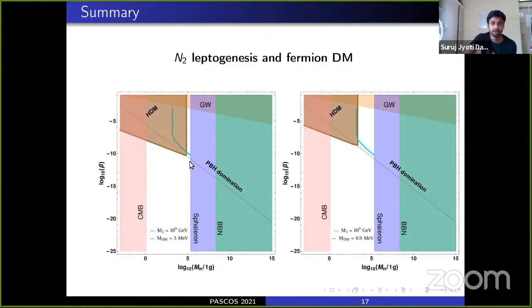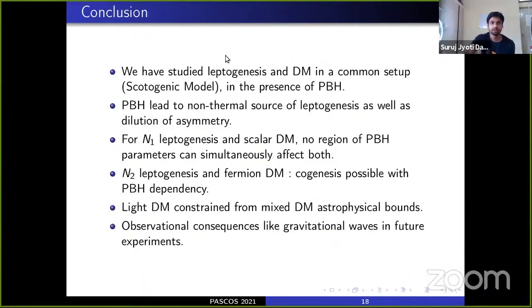If we further decrease the dark matter mass, then this region shrinks, and now more of this asymmetric contour gets allowed. So to conclude, we have basically studied leptogenesis in a dark matter common setup in the presence of primordial black holes.